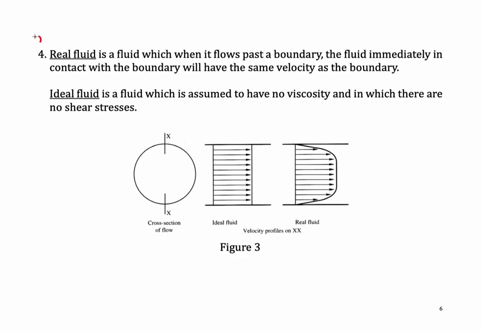So number 4 here that you need to understand is about the real fluid and the ideal fluid. Real fluid is a fluid which, when it flows past a boundary, the fluid immediately in contact with the boundary will have the same velocity as the boundary. And ideal fluid is a fluid which is assumed to have no viscosity and in which there are no shear stresses. So here, real fluid means if one type of fluid flows inside the pipe, for example like this one, this is the wall of the pipe.